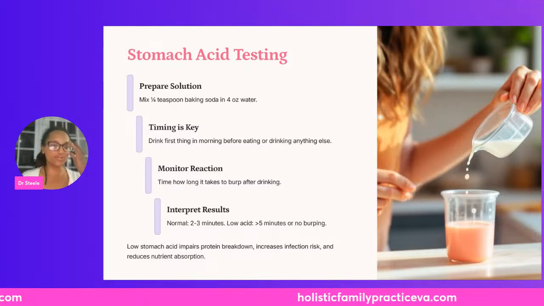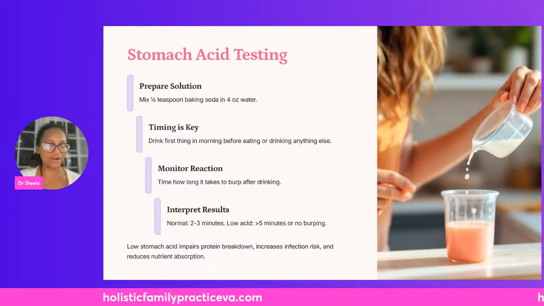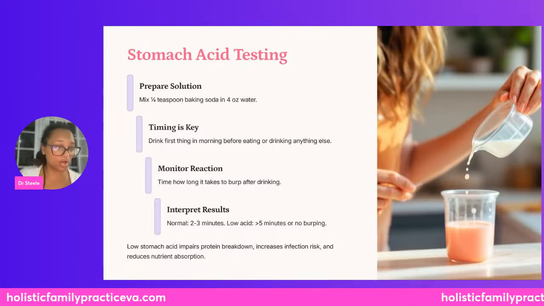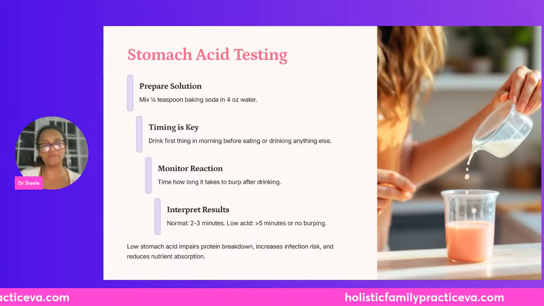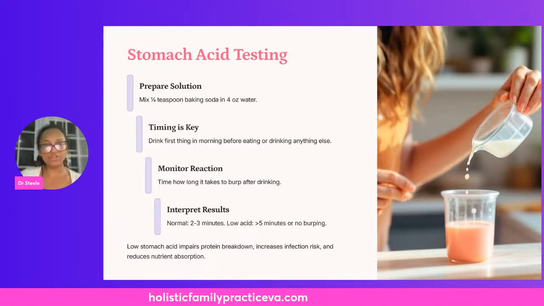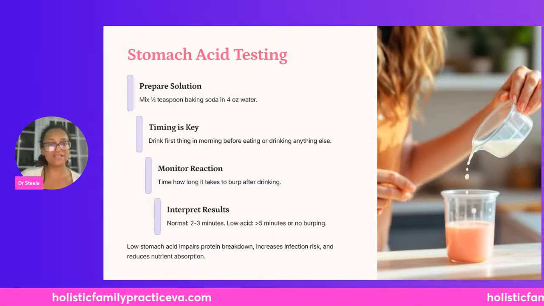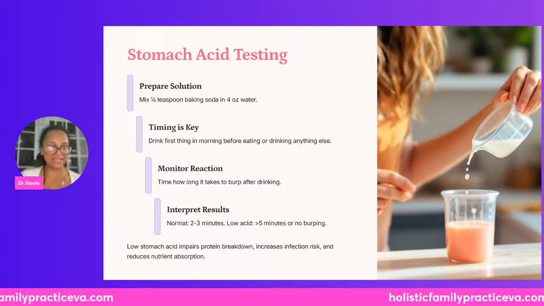So what you're going to do is mix about a 1/4 teaspoon of baking soda in about 4 ounces of water. I recommend warm water. It just makes for a little bit more of a pleasant experience. You're going to drink it first thing in the morning, before you eat, before you drink anything else, and you're going to monitor how long it takes to burp after drinking.